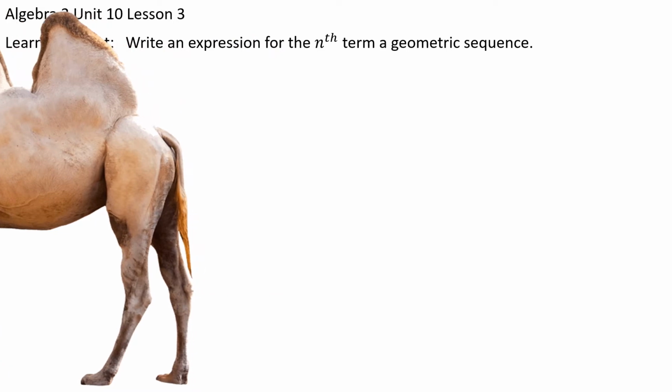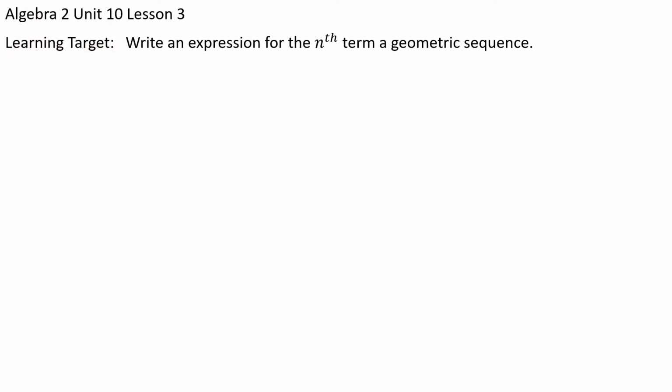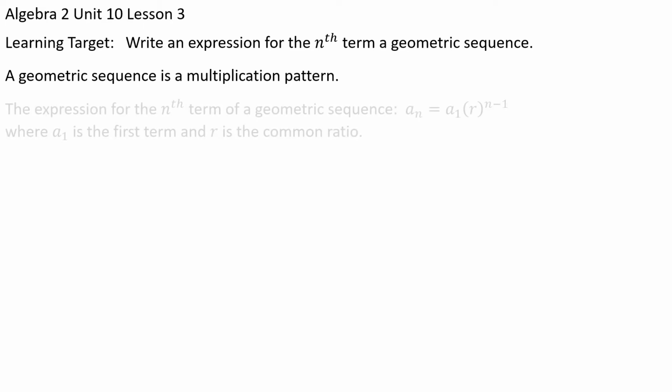Okay, it is our third lesson of this unit. We're going to write an expression for the nth term of a geometric sequence. In the first lesson, I just gave you some equations and you created a sequence by plugging numbers in. In the second lesson, we looked at an arithmetic sequence. Now, with this third lesson, we're looking at a geometric sequence. If you remember, the arithmetic sequence was an adding pattern. A geometric sequence is a multiplication pattern. So we're always going to multiply by the same number again and again and again.